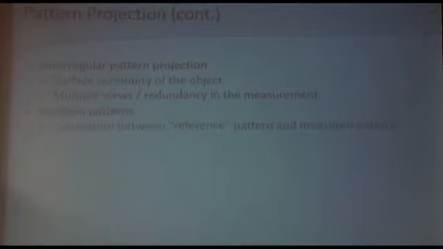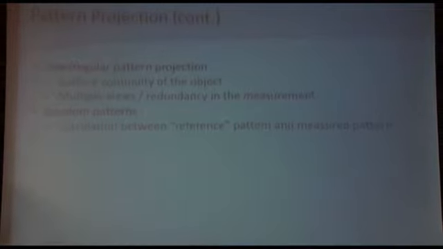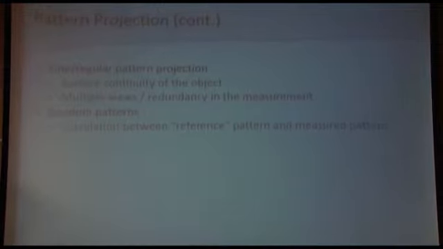Or you can take random patterns, so there's no symmetry, nothing in the data, it's just a random pattern, and afterwards you measure the correlation between the reference pattern and the measured pattern. This means you first take an image where there's no object in the measurement space, then you know your pattern. Afterwards you put objects in, and from the distortion of your random pattern you find the position of each and every point in the image.